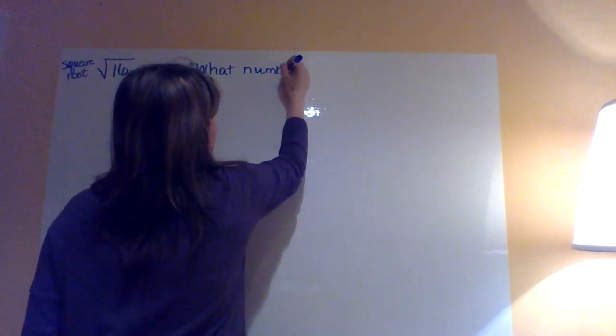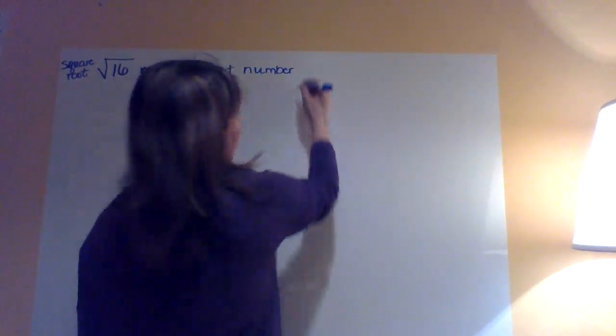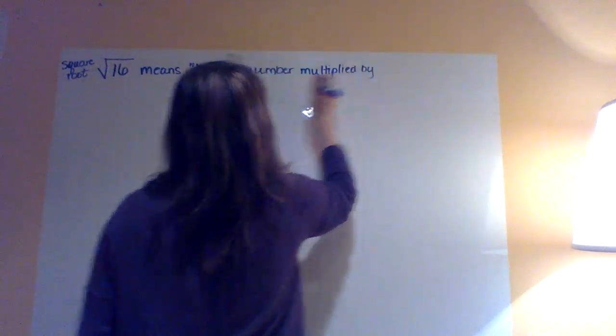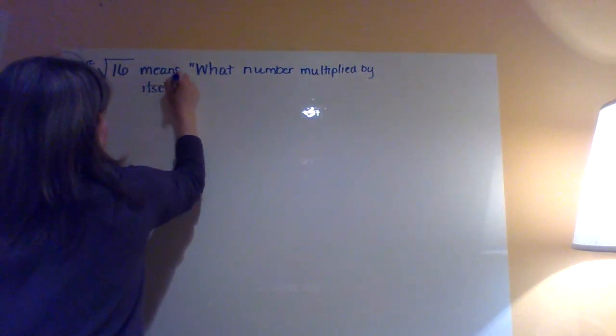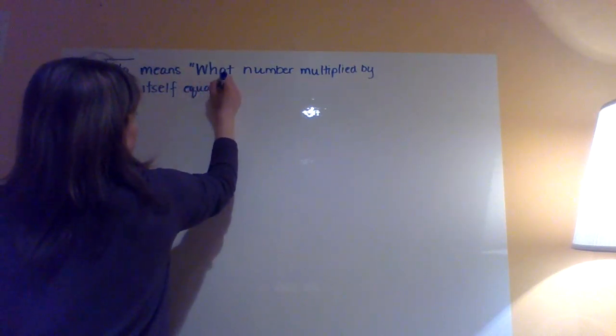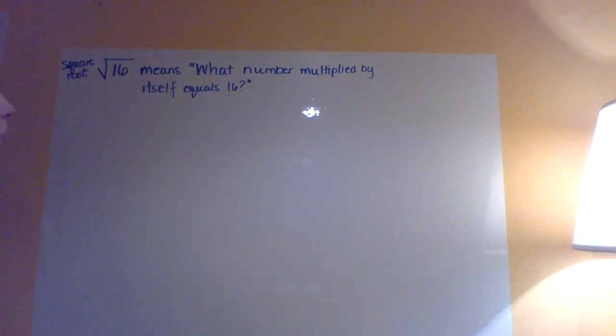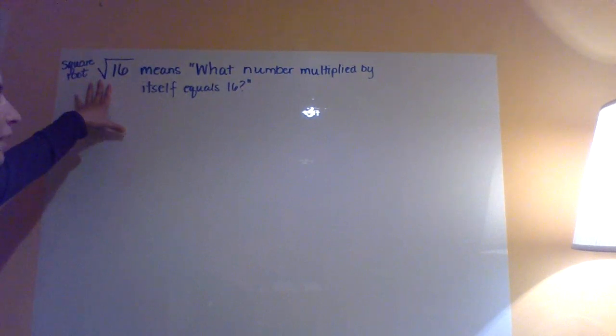So I always think of roots as a question, okay? You can put this on your paper there, in the line. Radical 16 means, and I always think of it as this question: what number multiplied by itself equals 16? That's the question it's asking. What number multiplied by itself equals 16?